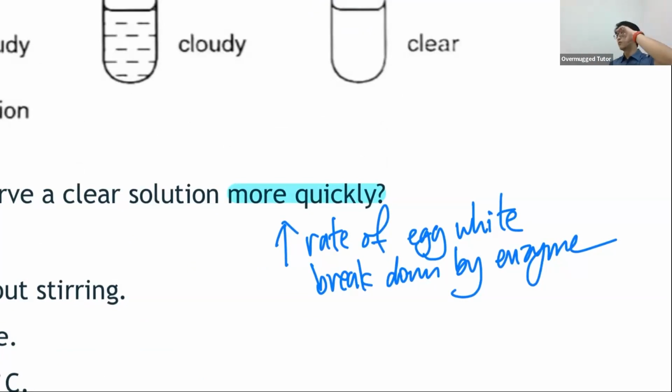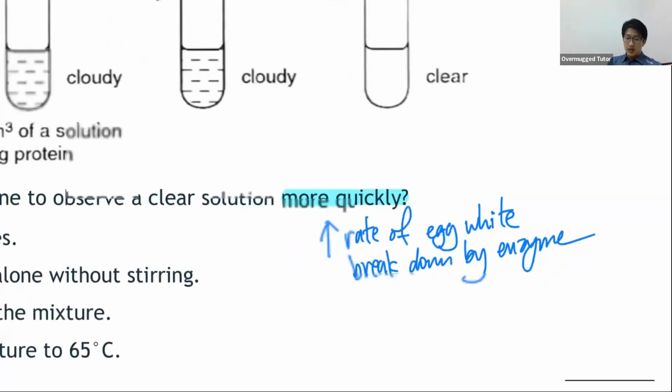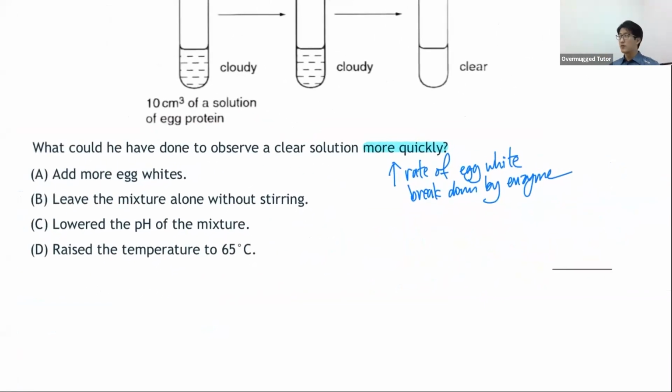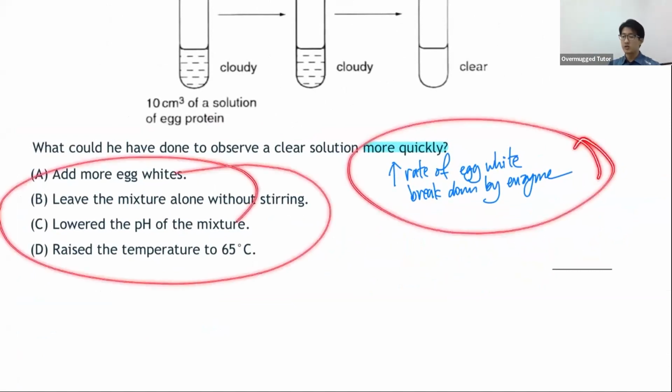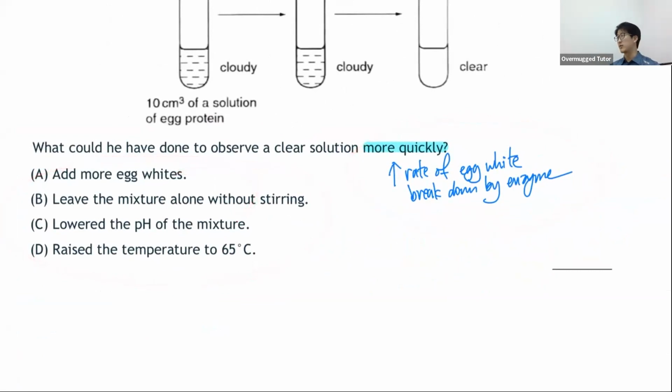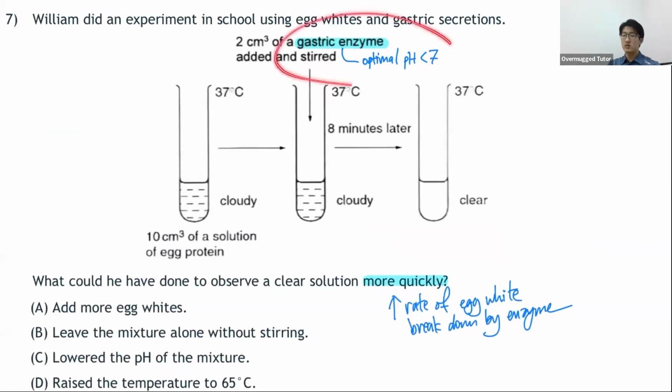What are the two most fundamental ways for us to change the rate of an enzyme reaction? What are the two ways which we can most easily affect the rate of an enzyme reaction? Temperature, very good, and pH, that's it. So if I want to increase the rate of egg white breakdown by the enzyme, which one should I choose? C, lower the pH of the mixture. Why is it lowering the pH of the mixture? Very good. That's it.